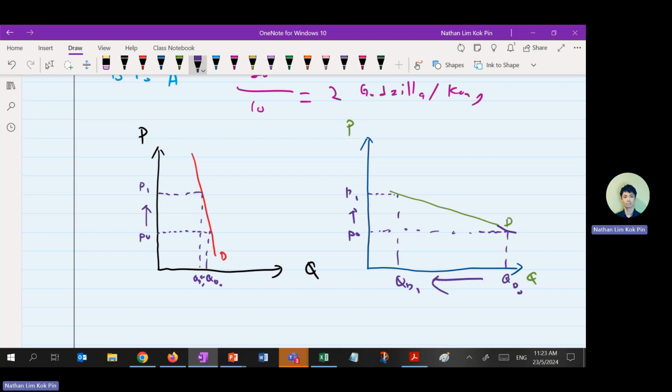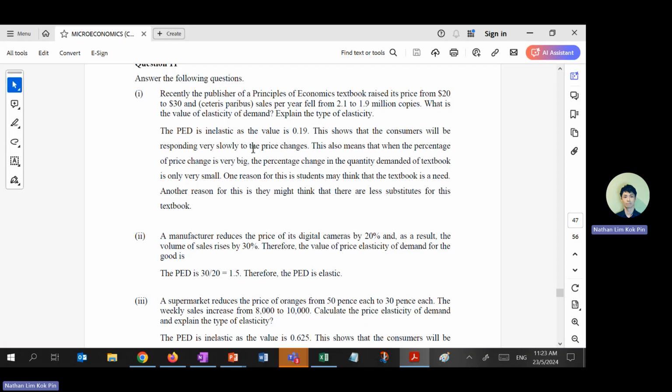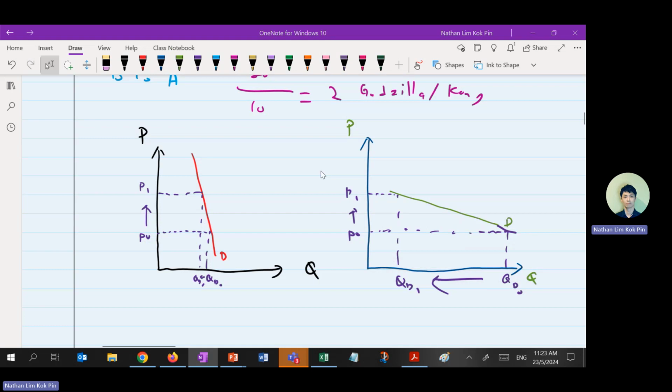So make sure when you draw next time in your week 9 test, if it is inelastic, I want to see it is really inelastic. If you want to draw elastic, make sure it's very elastic. I can see directly. I look at your two ringgit, I know already. Makes sense. That's why I say they will respond very slowly to the price changes, or the percentage change of price is very big, but the percentage change in quantity demanded is very, very small. You can see from just now, the left-hand side.